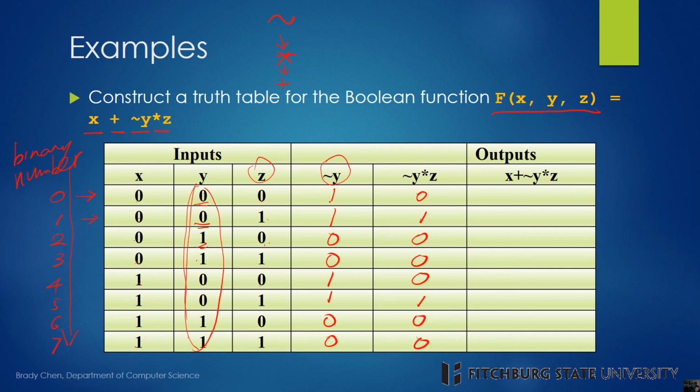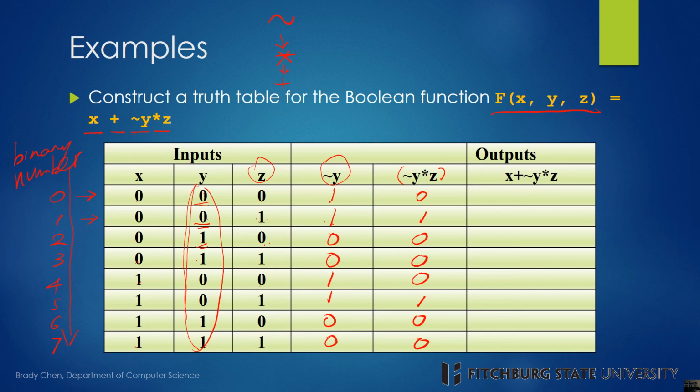Okay. So the only case that the value is 1 is when both of these operands are 1. Now the last one, so we have tilde y asterisk z, then we perform the OR operation.